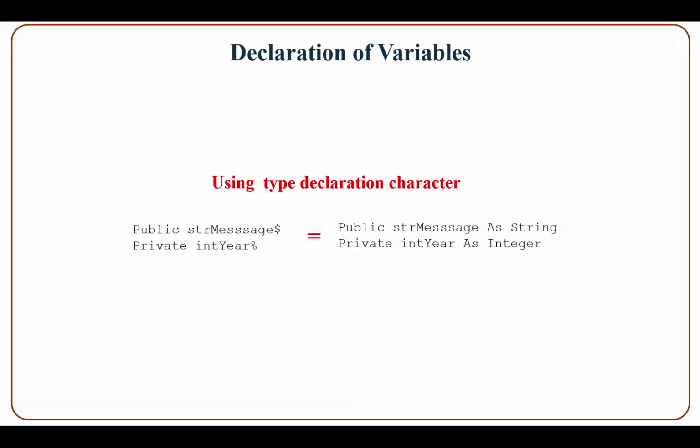You can also use the type declaration character to declare variables. So, for example, instead of declaring strMessage as String, you can also write strMessage with the $ sign at the end. Similarly, instead of declaring intYear as Integer, you can also write intYear with the percentage sign at the end.